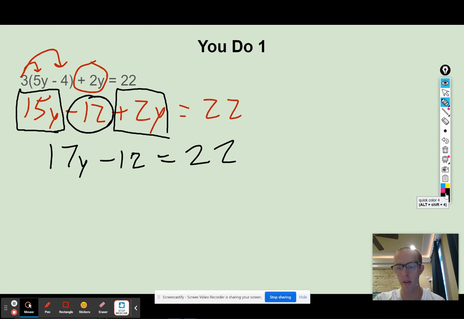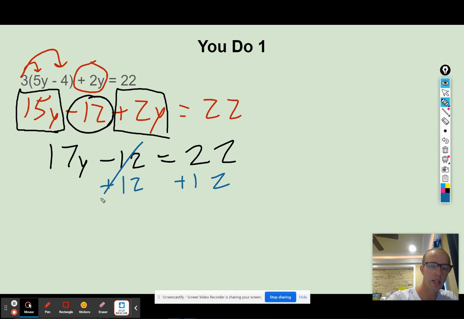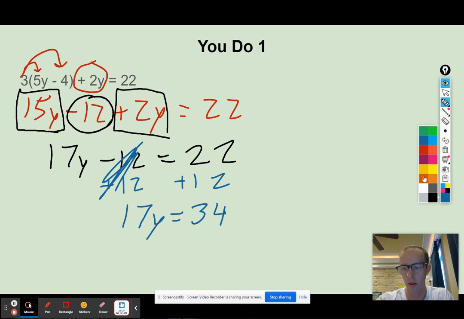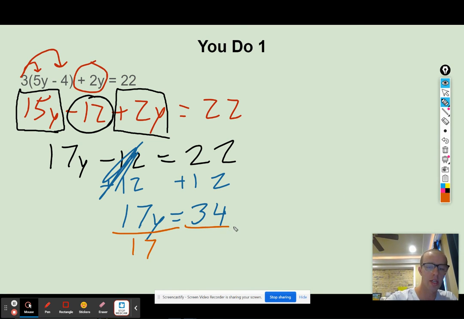Okay, now I've made it. It's a two-step equation, and I'm comfortable with two-step equations. So now I'm just going to solve it. To get rid of a minus 12, I add 12 to both sides. These cancel out. I get 17y equals 22 plus 12 is 34. All right. One final step. Going to divide each side by 17.